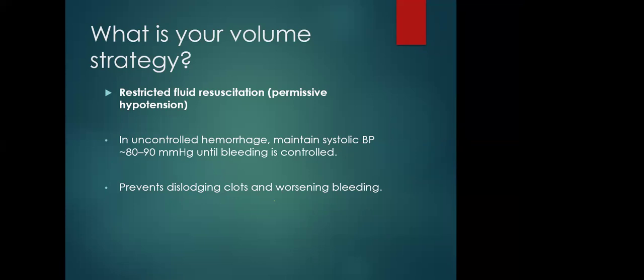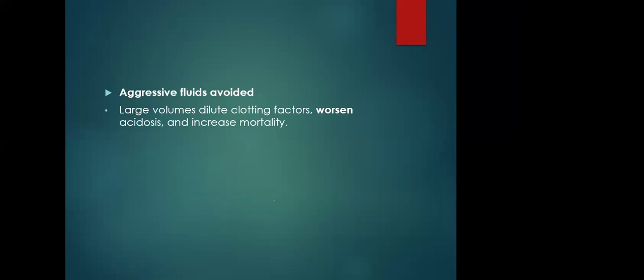In patients with hemorrhage, you should sustain fluid volume and aim for 80 to 90 millimeters of mercury until bleeding is controlled.